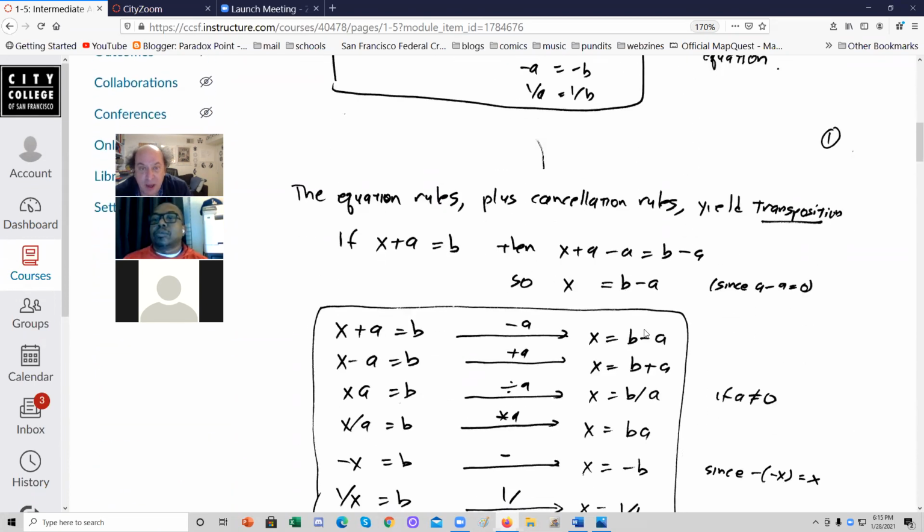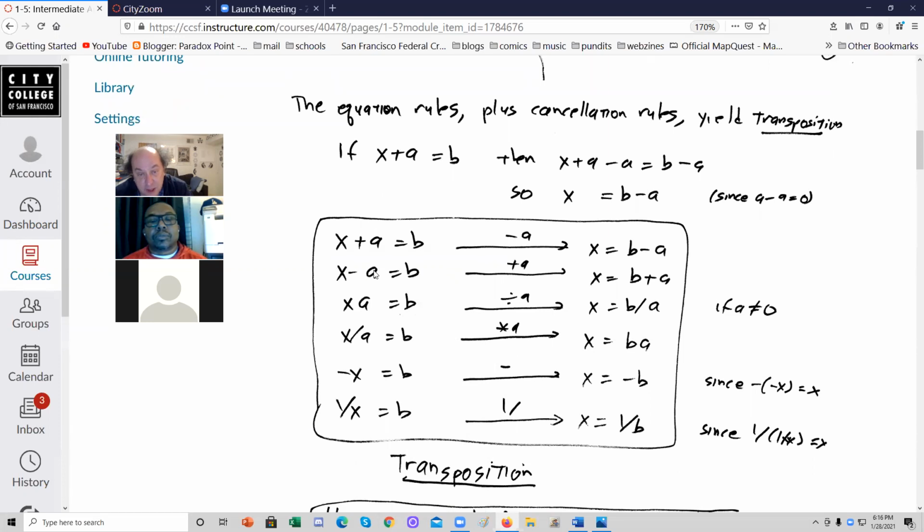Here's another way of looking at it. If we have x plus a equals b, then we can use the equation rules and subtract a from both sides. Since a minus a equals 0, they cancel out on this side, and you just get x equals b minus a. So x plus a equals b implies that x is b minus a. This is called transposition. The idea being that a changes place from one side of the equation to the other. If x minus a equals b, we add a to both sides, and again the a's cancel, and we get x equals b plus a.